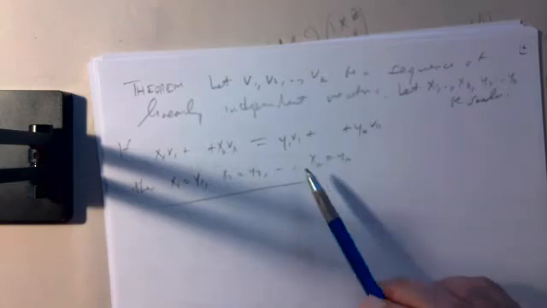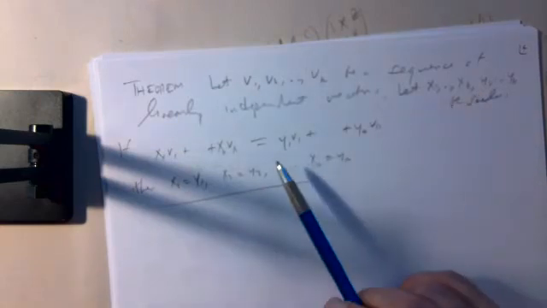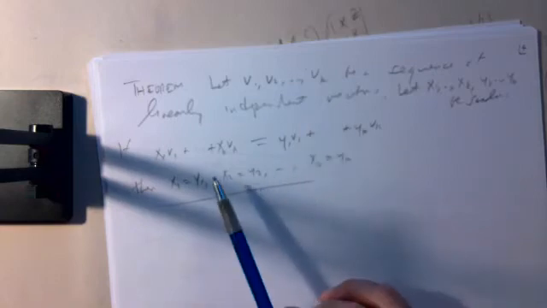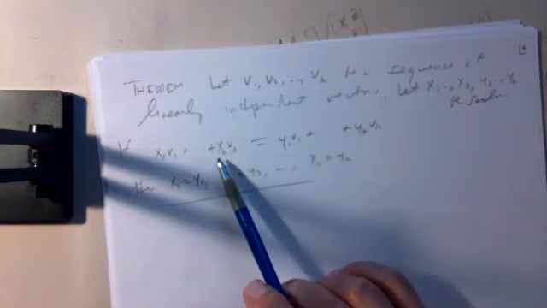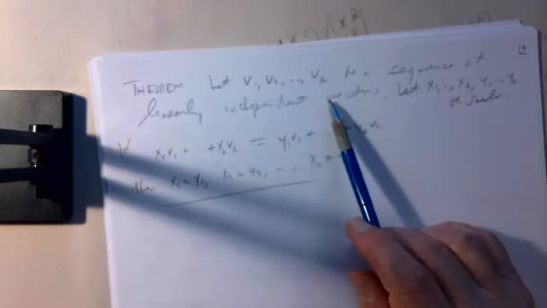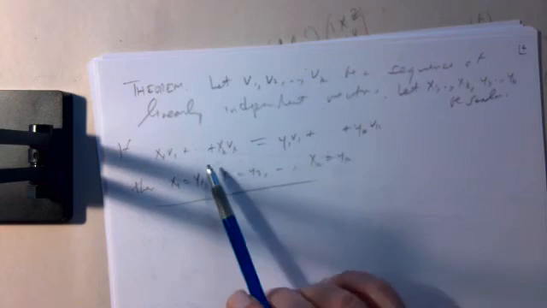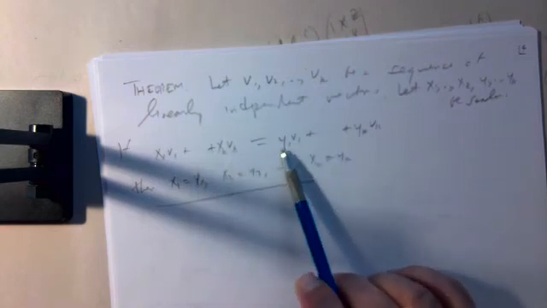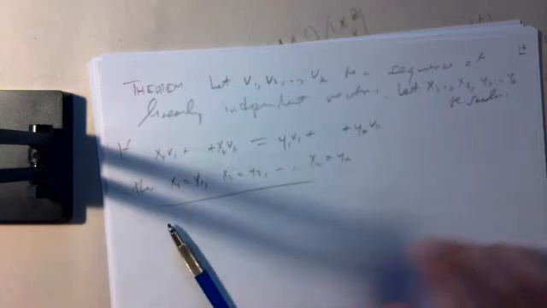So what this important theorem says is, if you have linearly independent vectors, the representation of a vector as a linear combination of the vectors in your linearly independent set is unique. A given vector has at most one representation as a linear combination.